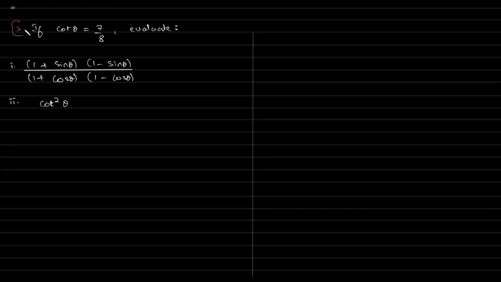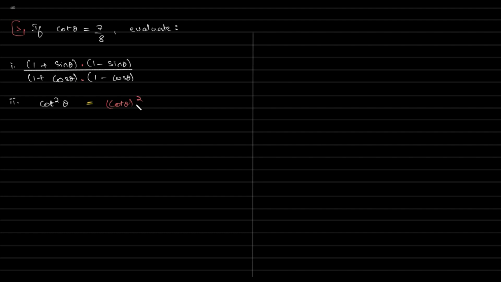If cot of theta is 7 by 8, evaluate (1 plus sine theta)(1 minus sine theta) divided by (1 plus cos theta)(1 minus cos theta). And the second part of this question is cot square theta. So this is nothing but cot theta the whole square. That's how you read this, or that's how you evaluate or work it out.